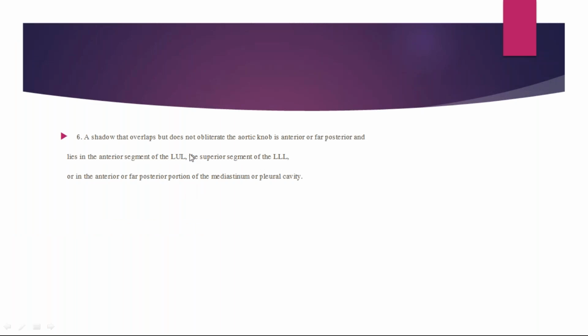A shadow that overlaps but does not obliterate the aortic knob is anterior. If it is not obliterating but overlapping, it means it is not in the posterior mediastinum. If it is not in the posterior, it will be in the anterior mediastinum. A shadow that overlaps but does not obliterate the aortic knob is anterior or far posterior, and lies in the anterior segment of the left upper lobe, the superior segment of the left lower lobe, and in the anterior mediastinum or far posterior portion of the mediastinum or pleural cavity.